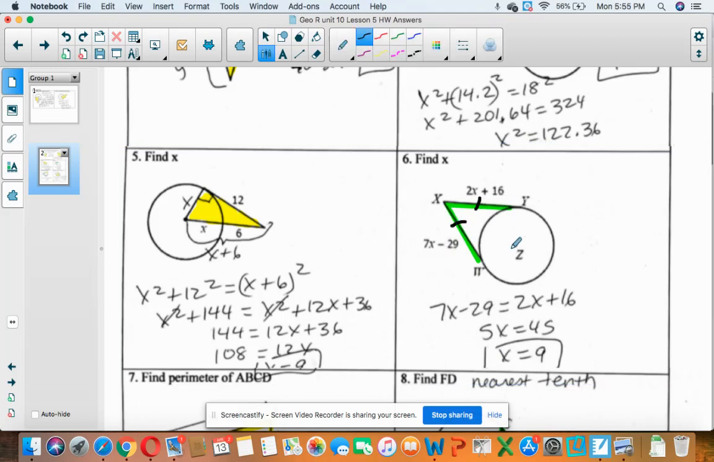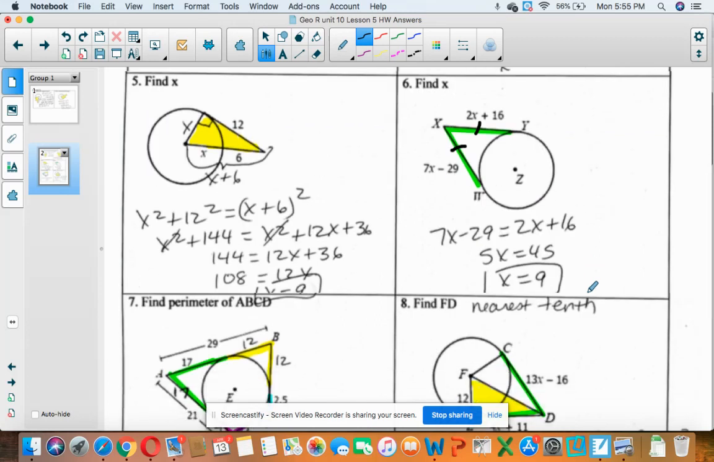Just mark them equal. So 7x minus 29 equals 2x plus 16. I subtract 2x from the left and I get 5x. I add 29 to the right and I get 45. And I divide by 5 because I am solving for x. 5x equals 45, so x equals 9.